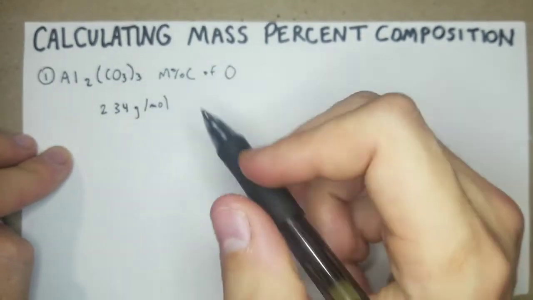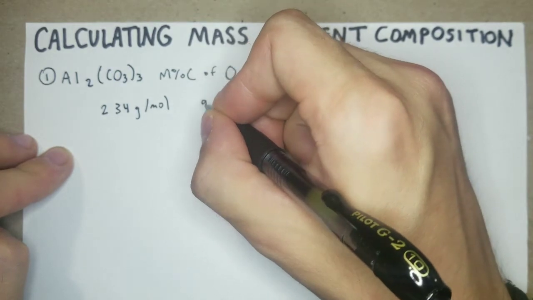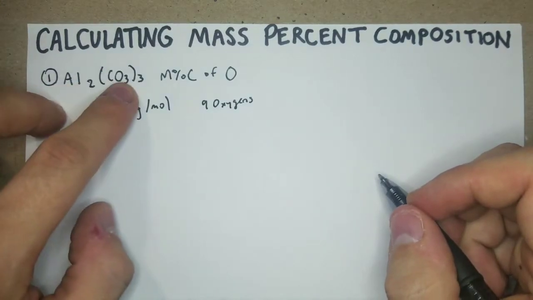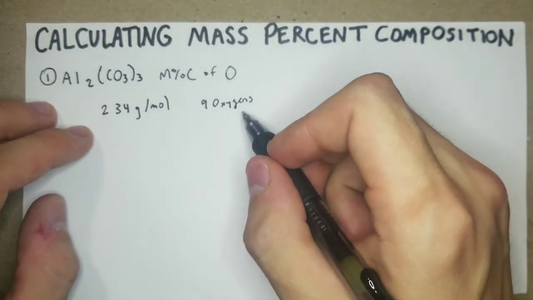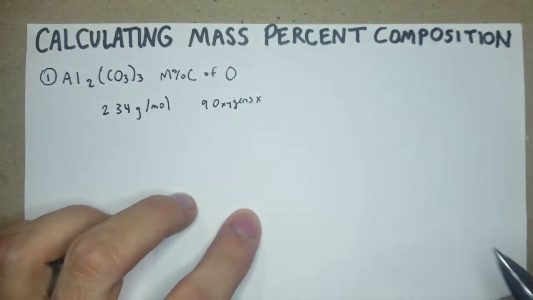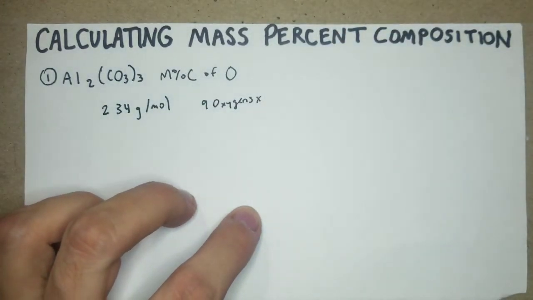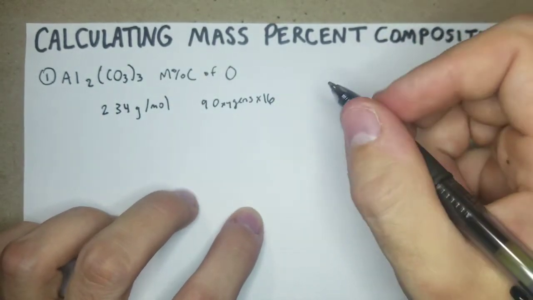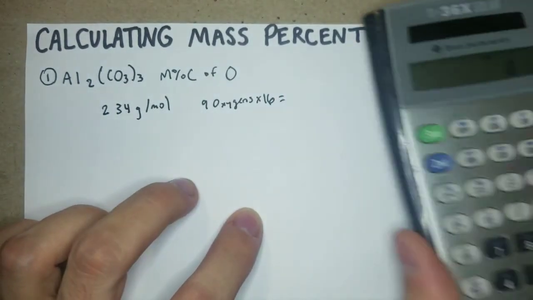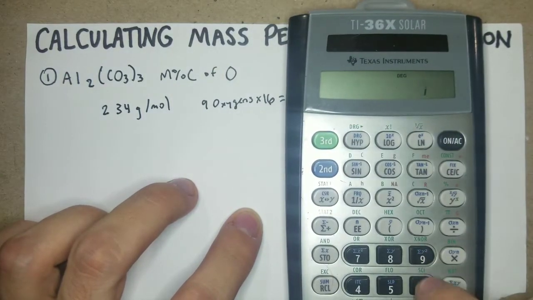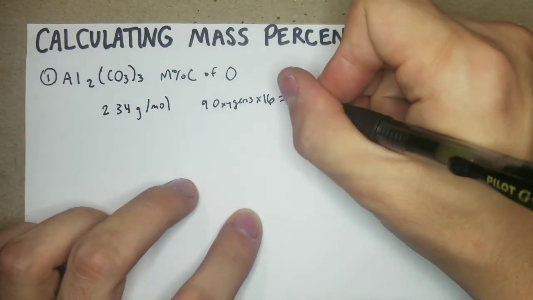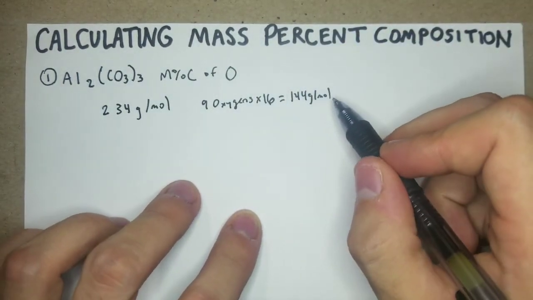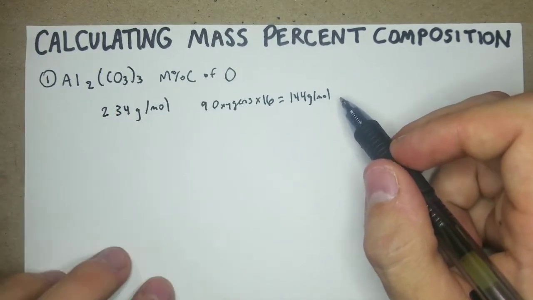So 3 times 3 is 9. So there's 9 oxygen atoms. And let's figure out now what that actually equates to. So 9 oxygens, and the mass of each one is 16, equals 144. And that's how much the oxygen accounts for in this.